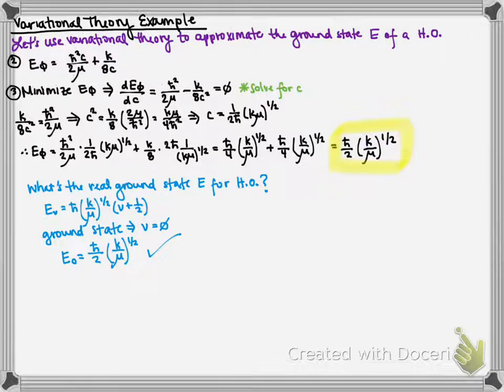Granted, this was a simple system that we already knew the right answer to, and you can imagine that as we get to more complex systems, our chances of being very incorrect in choosing our trial wave function are going to increase exponentially. And so do keep that in mind, that variational theory is only as good as your initial guess at a wave function. So your trial wave function guess here is incredibly important.